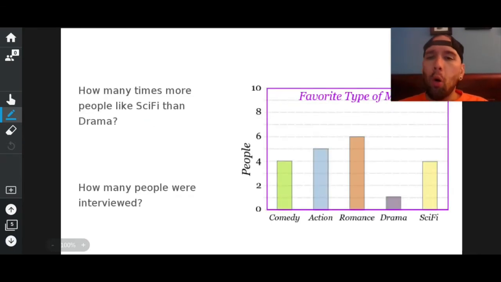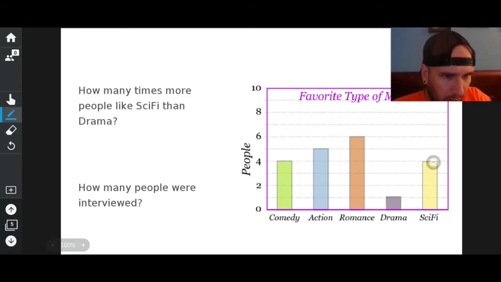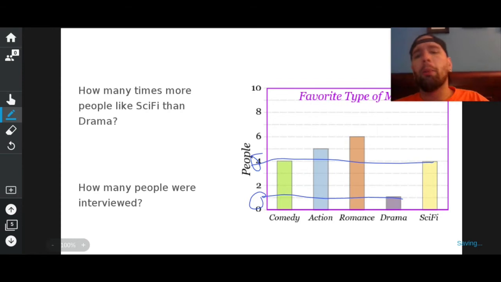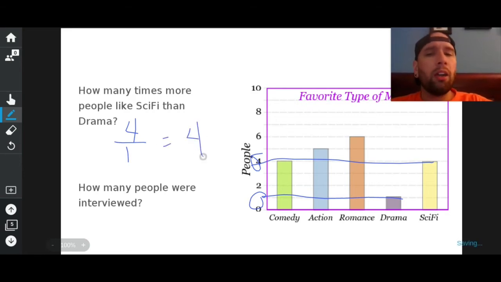How many times more people liked sci-fi than drama? Well, let's see how many people like sci-fi. That would be 4 people liked sci-fi. And we already know that 1 crazy person likes drama. So how many times more is 4 than 1? Well, you divide. If I'm asking you how many times more is this than that, you divide. And 4 divided by 1 is 4. Not really creative with my answers here. But 4 times more people like sci-fi than drama.